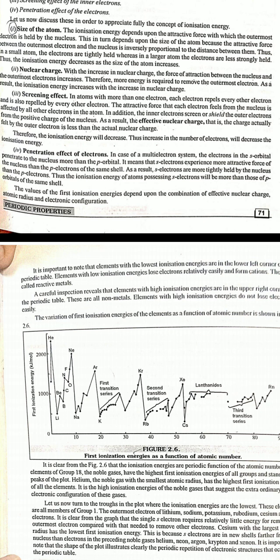The value of the first ionization energy depends upon the combination of effective nuclear charge, atomic radii, and electronic configuration. It is important to note that elements with the lowest first ionization enthalpy are in the lower left corner of the periodic table. Elements with low ionization energy lose electrons relatively easily and form cations. They are called the reactive metals.